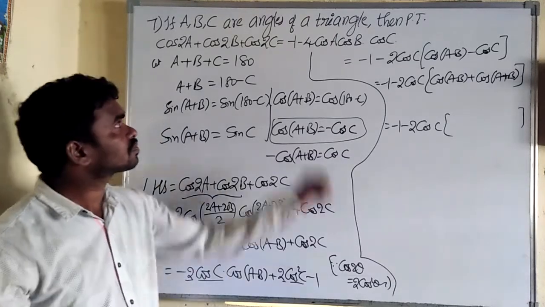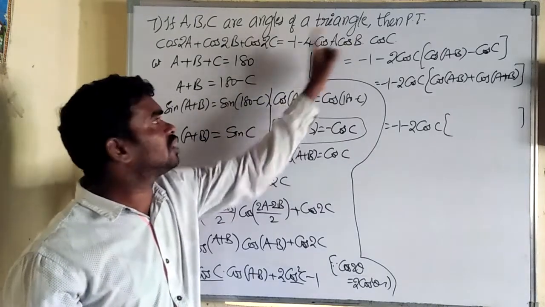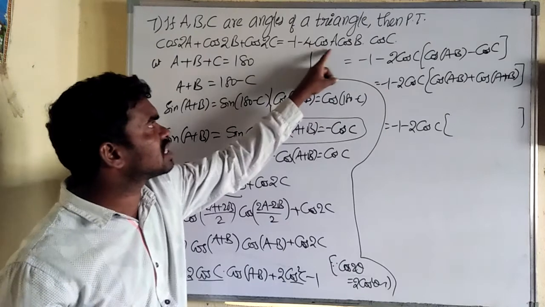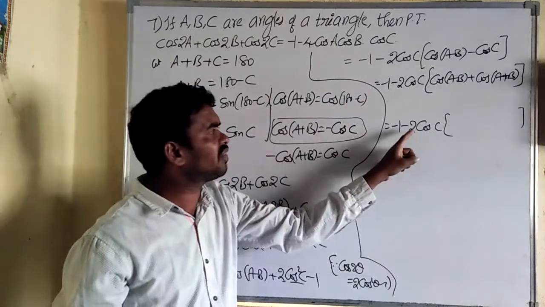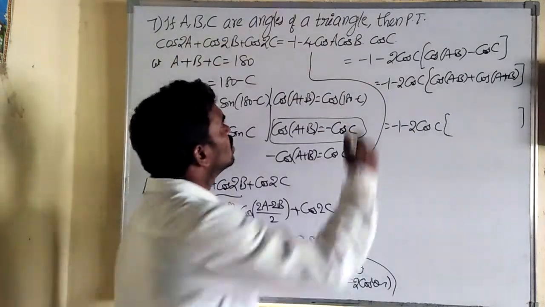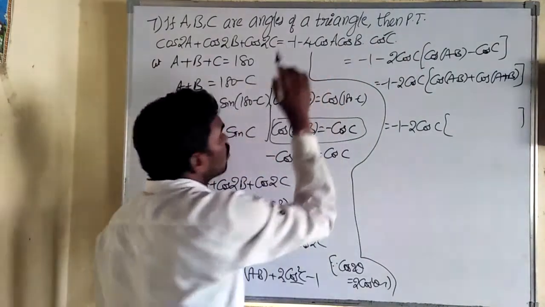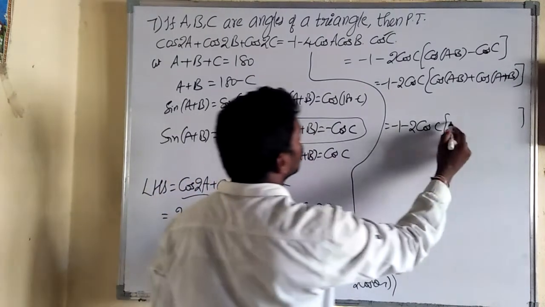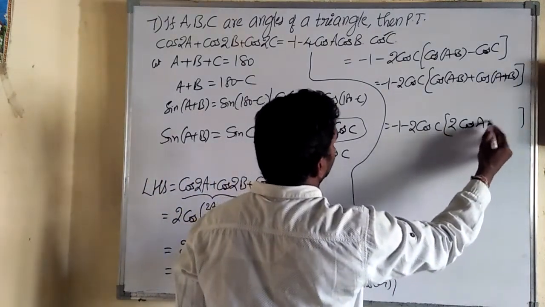Then how? Observe the RHS, right hand term. We should get minus 1, already got it. And minus 4 cos a cos b cos c we should get. But we have minus 2 cos c only, we got it. So cos c is over. 4 means 2 got it. And one more 2 cos a cos b is required.